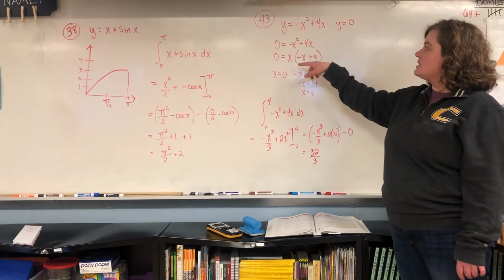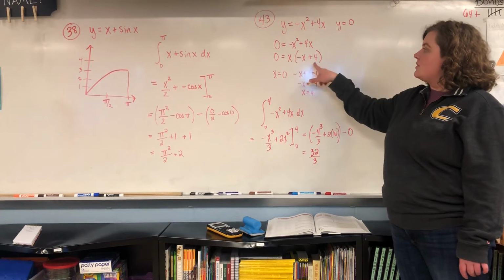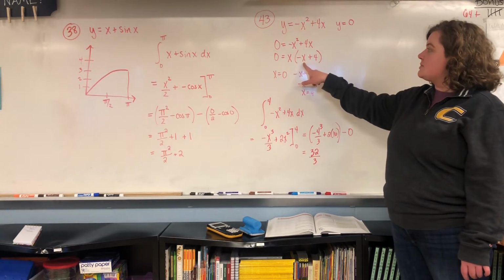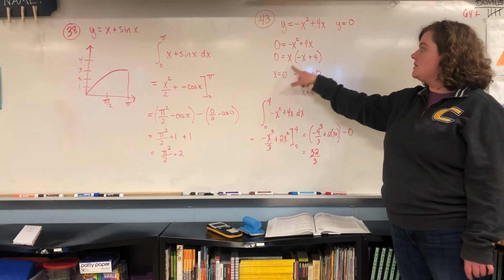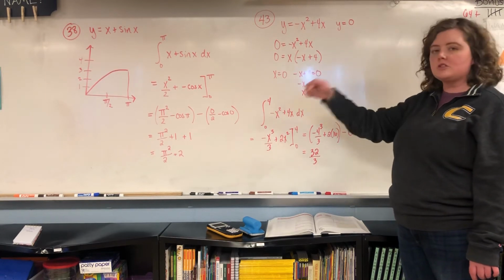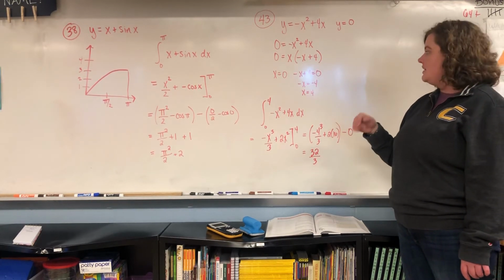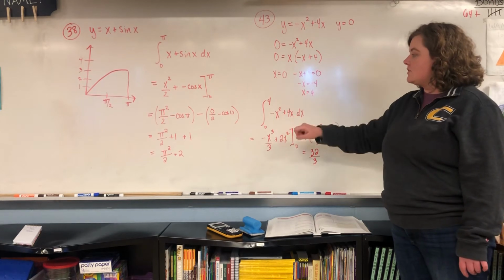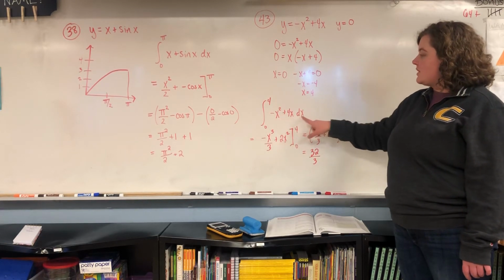So if we set it equal to 0, and we factor out an x from both terms, you get x times negative x plus 4. So x could be 0 or x could be 4. So those are the two places that it crosses the x-axis. So 0 to 4 is going to be your interval. So you have the integral of negative x squared plus 4x dx.